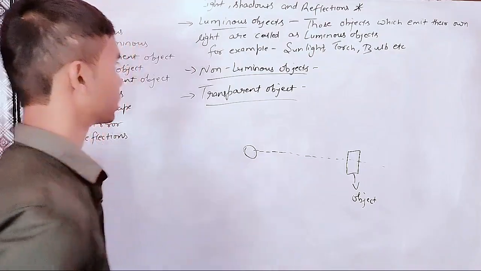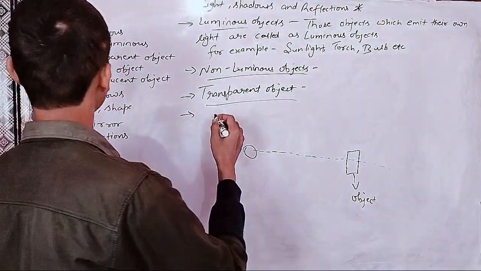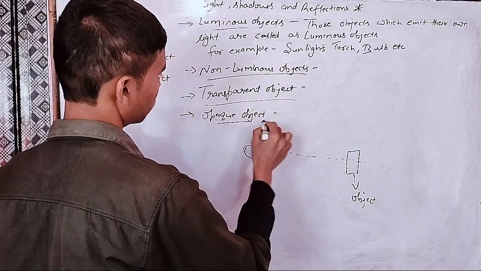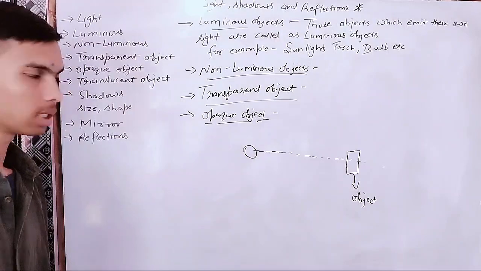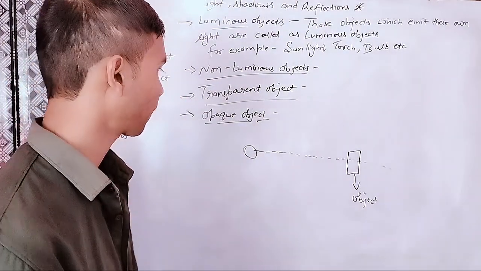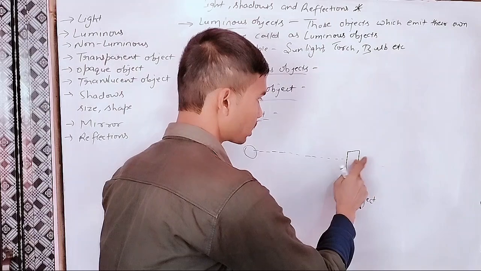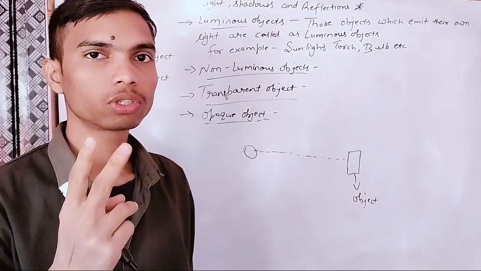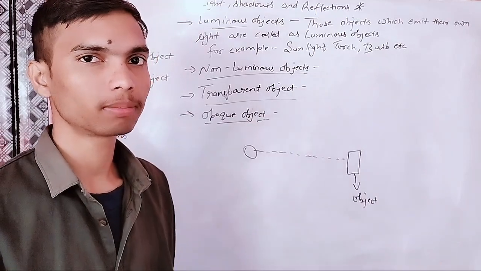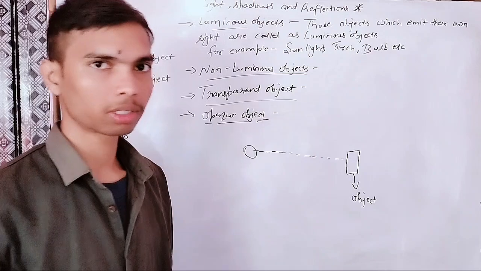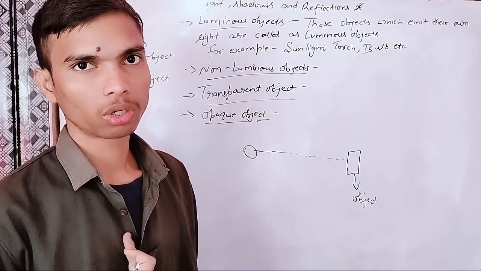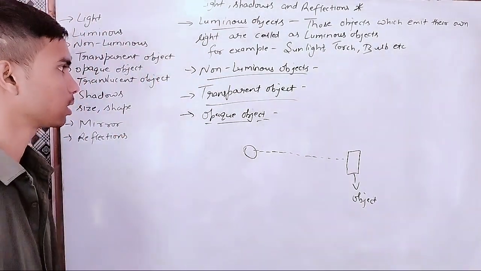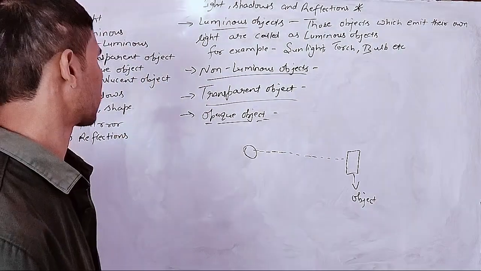Now let's try to understand the next thing: opaque object. So here, to prove an opaque object, we should have at least two or three materials. First a source of light, second an opaque object, and third could be us, to see how to identify an opaque object, a transparent object, and a translucent object.